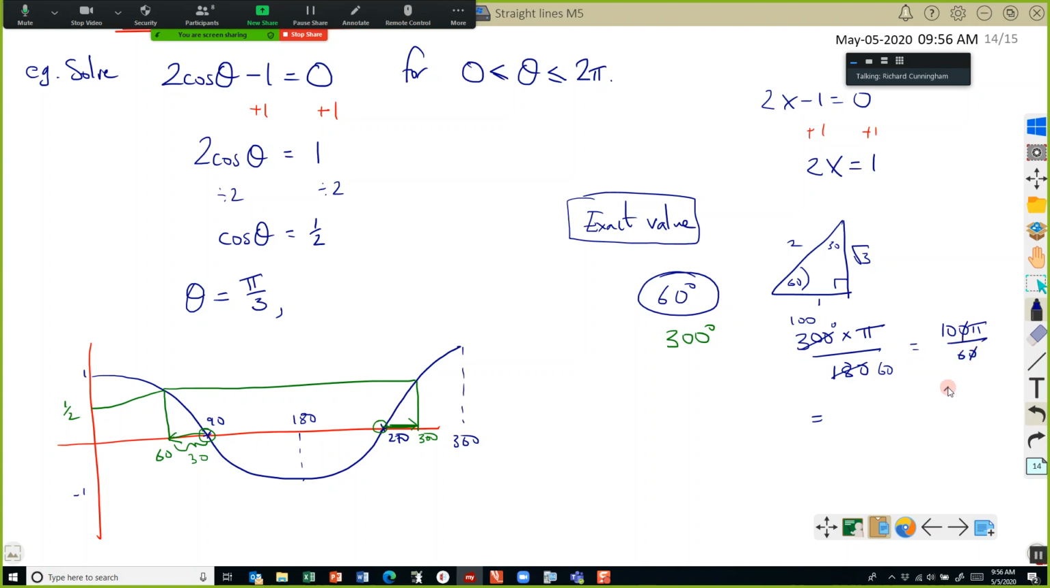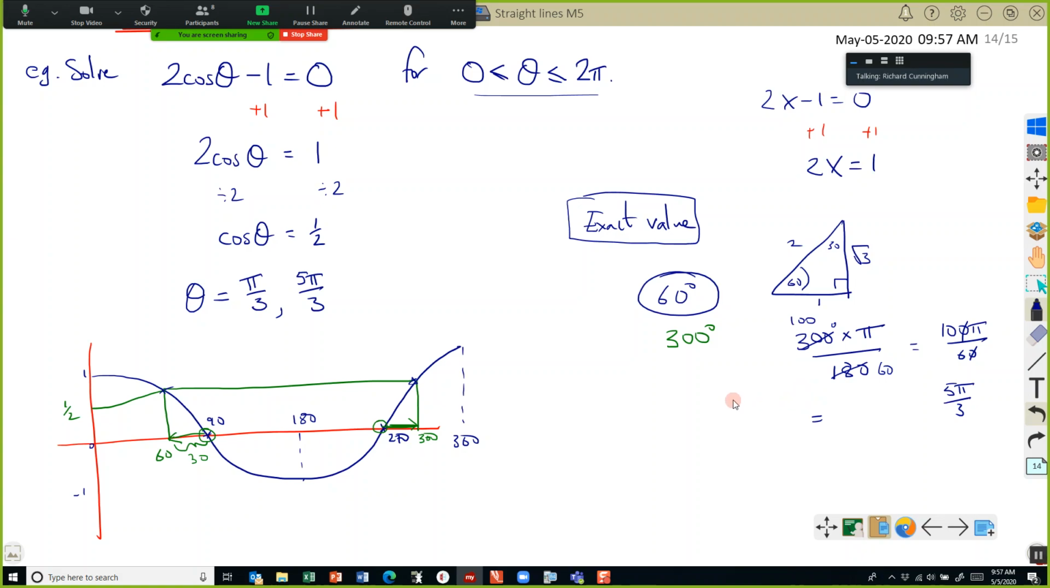10 pi over 6, 5 pi over 3. So that is another answer. So you may get more than one answer. More than likely, you will, okay? And it all depends on the range for the angle that we are given, okay? We're told that the angle has to be between 0 and 360, or 2 pi. So it's only going to be this value and this value.